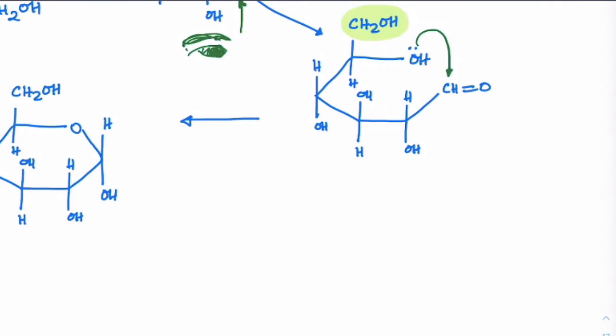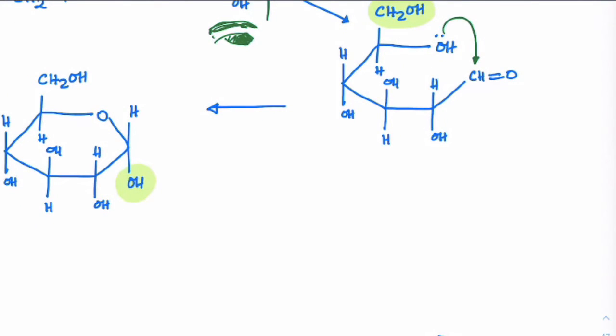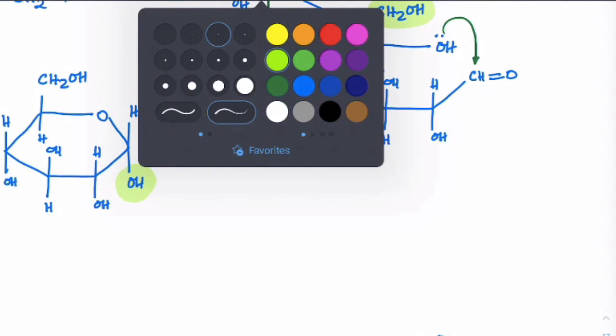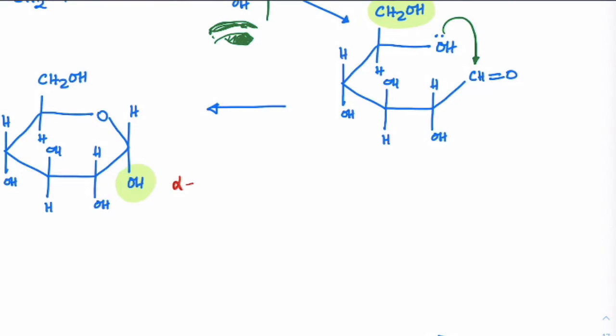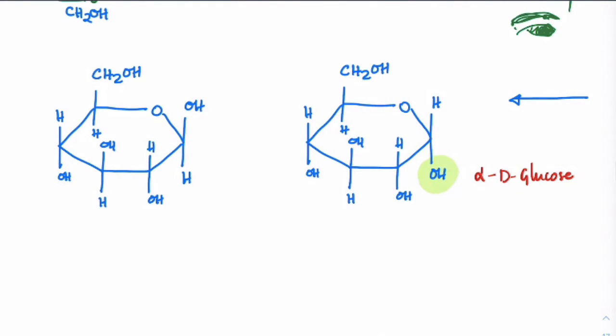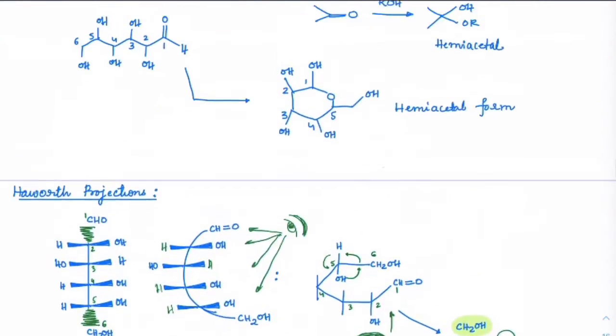So this is alpha. If the first carbon has OH in the down position, which means this is alpha one, so this is alpha D glucose. Now, if you put the OH on this side on the first carbon, then this will be the beta D glucose form. Compare that with the earlier images here.